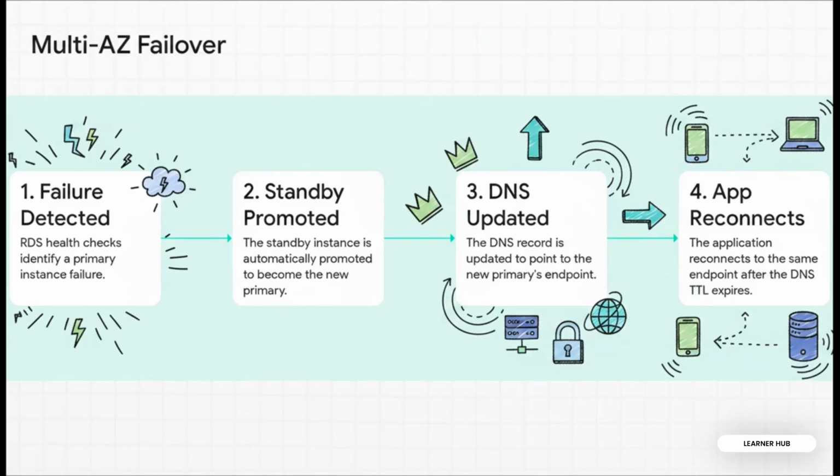It's really just a 4-step dance. First, RDS detects that something's wrong. Second, it promotes that standby instance to be the new primary database. Third, and this is the most clever part, it automatically updates the DNS record to point to the new primary. This means your application, which just connects to that DNS name, doesn't need any changes. It just reconnects and keeps going.